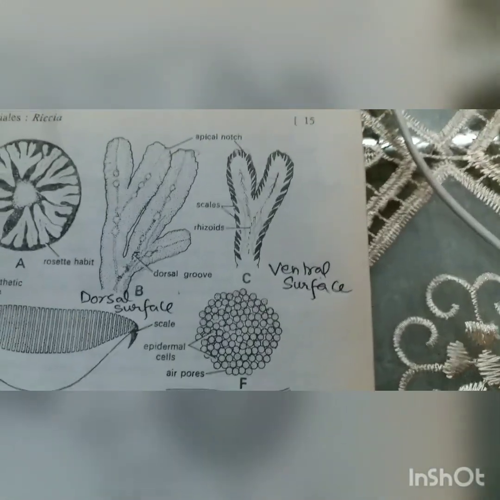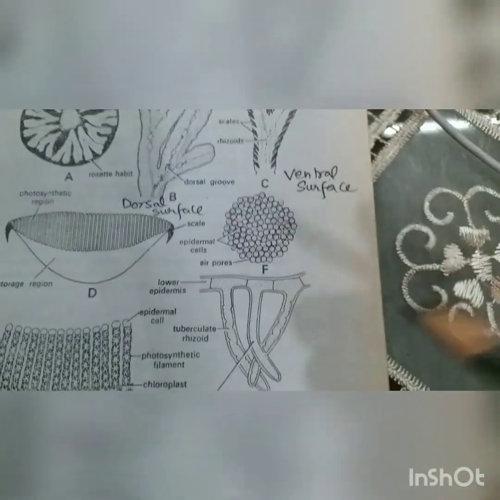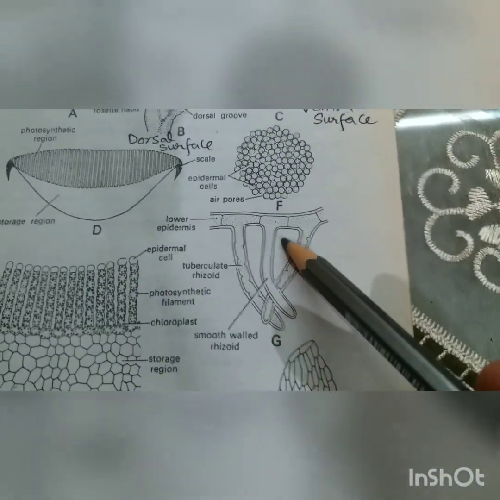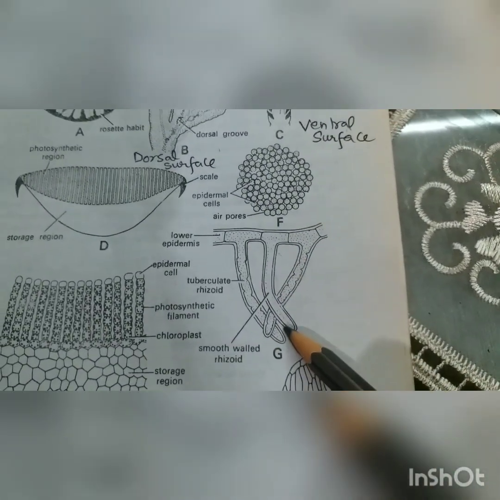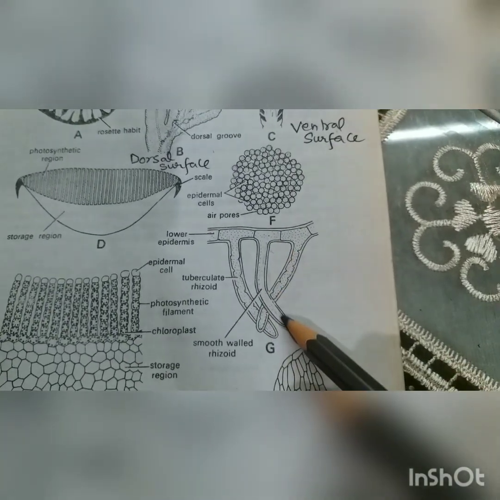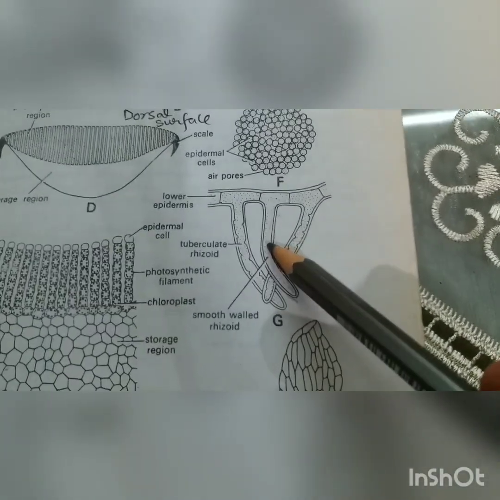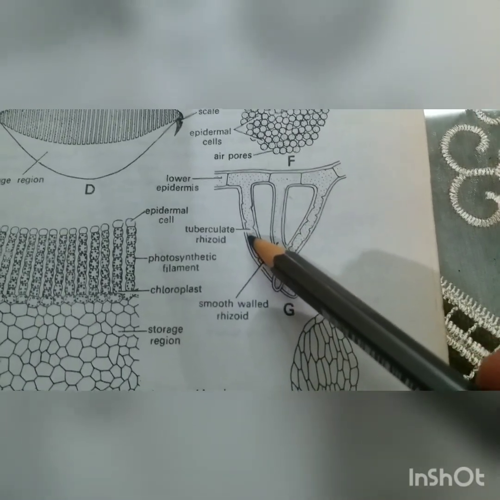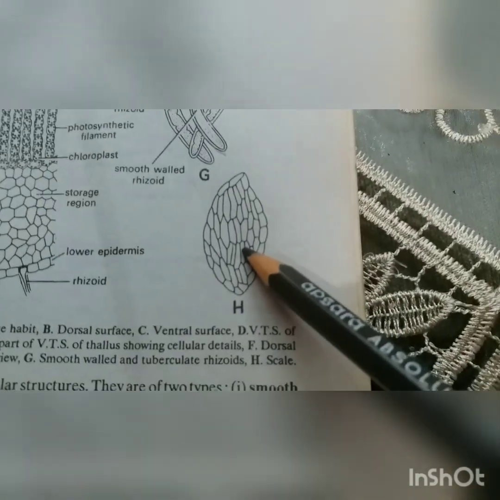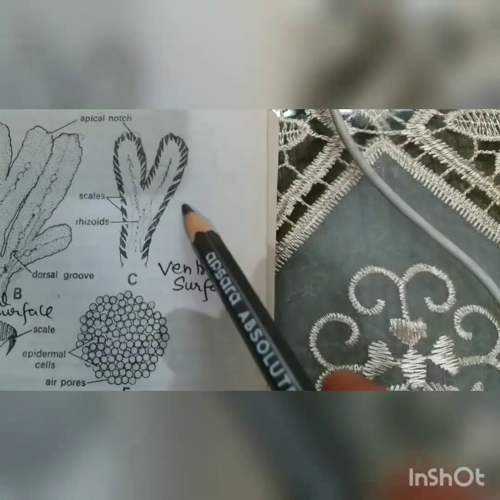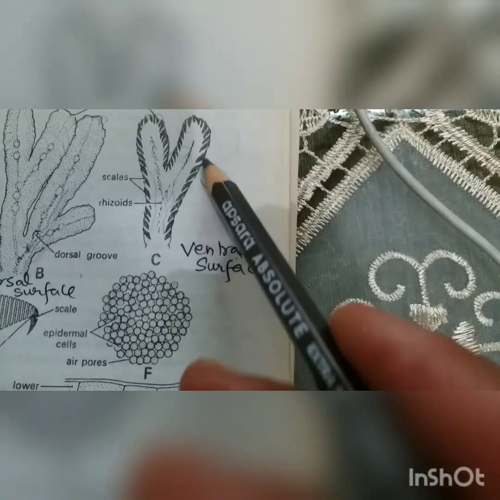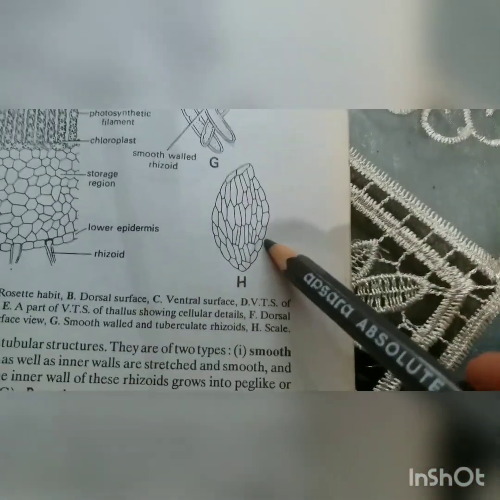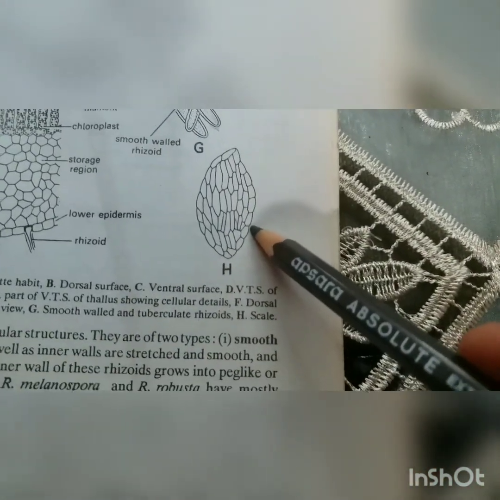And I will explain you after a while, but I will tell here the rhizoids, they are not branched, okay? And they are unicellular. There are two types. One is smooth-walled and another with peg-like ingrowths called tuberculate. Whereas scales which are present, I already told you, at the margins, they are not unicellular, they are multicellular, right?